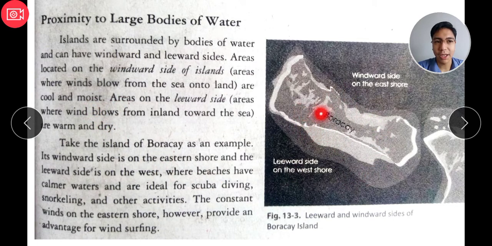So, ito yan. Example na Boracay Island. Ayan, Boracay. So, the windward side is the eastern part. So, magbublow yan dyan. So, medyo malamig. Yung nakakaranas, medyo malamig. And then, ito naman, yung hangin na mula dito, to the leeward side, is medyo warm and dry. So, therefore, yung mga yan is on the eastern shore and the leeward side is on the west. Ito siya, west. So beaches have calmer waters, so ideal for the scuba diving, snorkeling and other activities. The constant winds on the eastern shore, okay, mas maganda siya for wind surfing kasi yung movement is papunta dito. So wind surfing din yung mga activities dito, scuba diving, snorkeling.